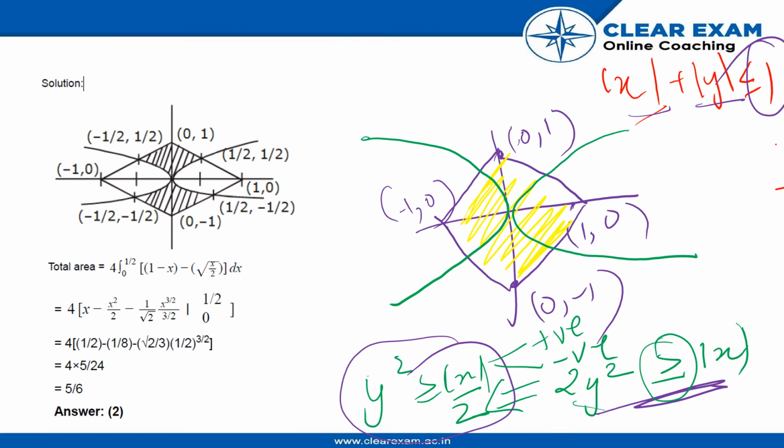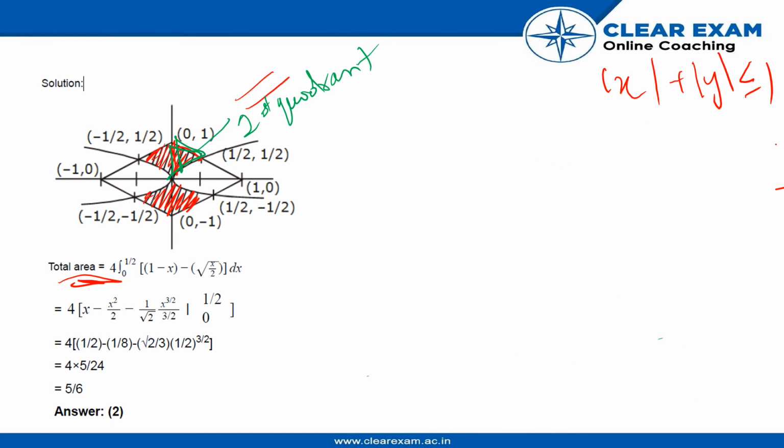I'll just mark this outer region. Okay, this outer region it means. So basically we have to find out this region, you can see. Okay, and we'll be taking this one first, that is the first quadrant.